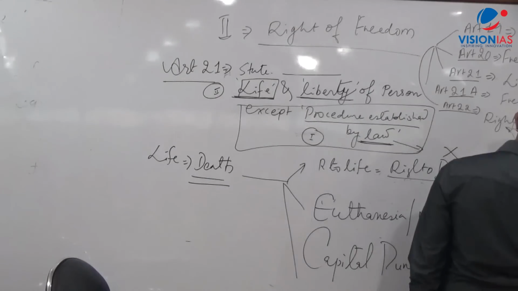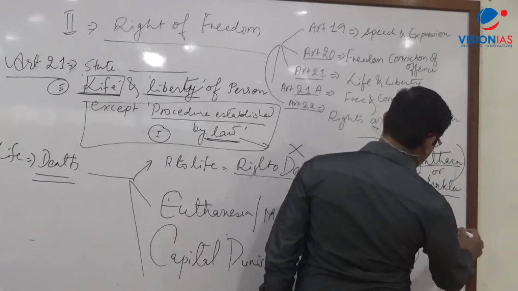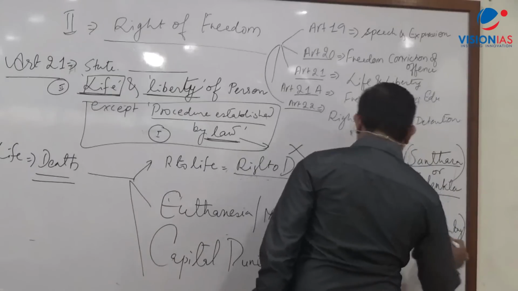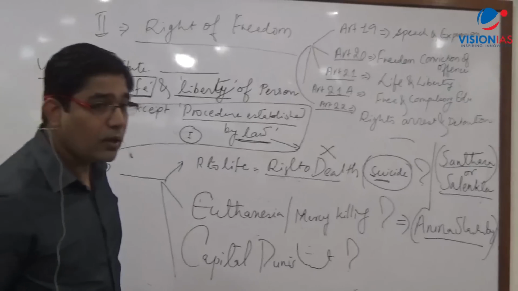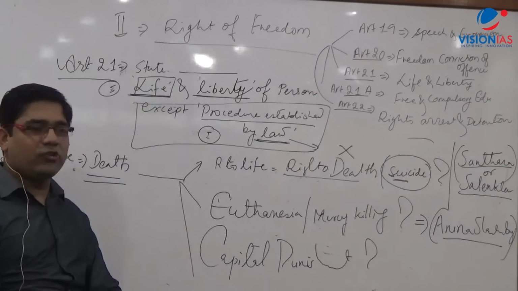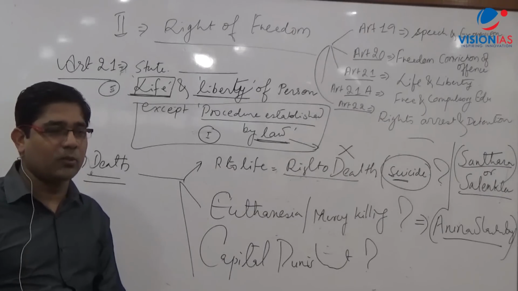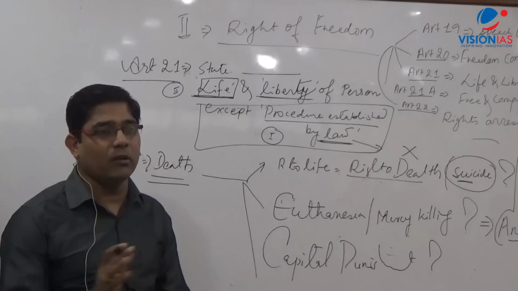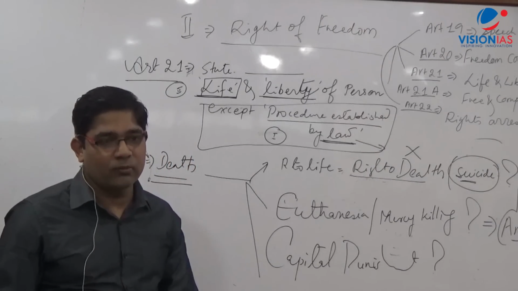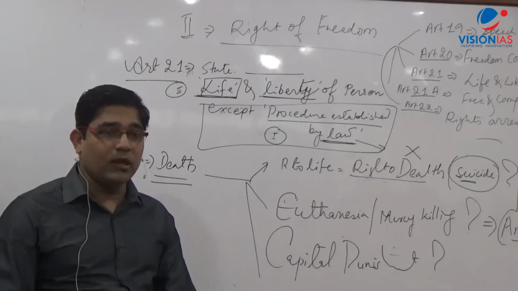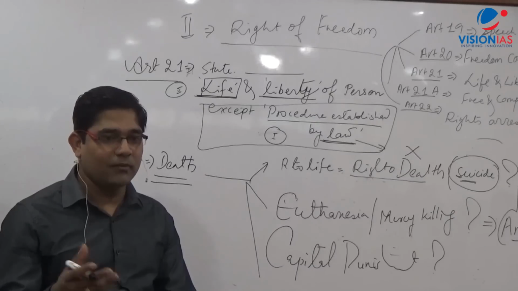Here the important case is Aruna Shanbag. Aruna Shanbag herself never got euthanasia. Her friend Pinky said that they had kept her for 30-40 years, so that was a very emotive issue. Therefore euthanasia was not granted to Aruna Shanbag.